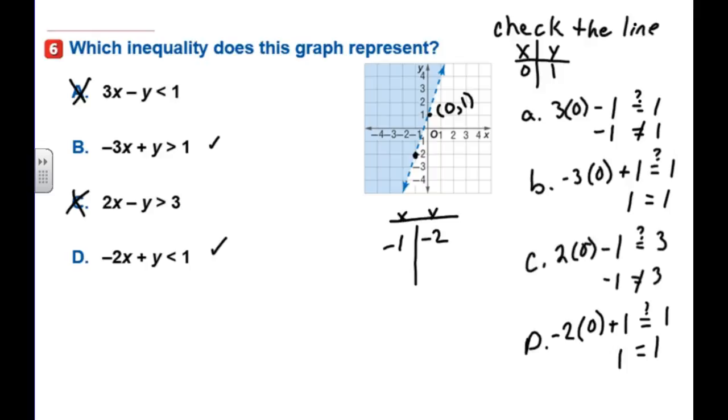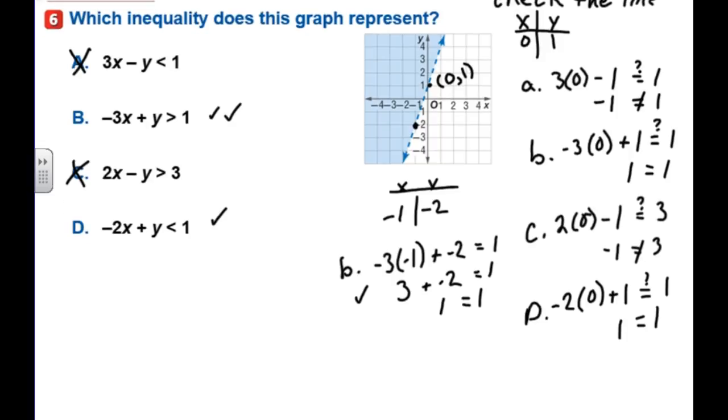If we check it, we don't have to check A and C anymore. We can check B. Negative 3 times negative 1 plus negative 2. Is that equal to 1? Well, negative 3 times negative 1 is 3, and then plus negative 2 does equal 1. And so we're like, okay, B is really looking good. It's got 2 things going for it. Let's see what else is going on with D.